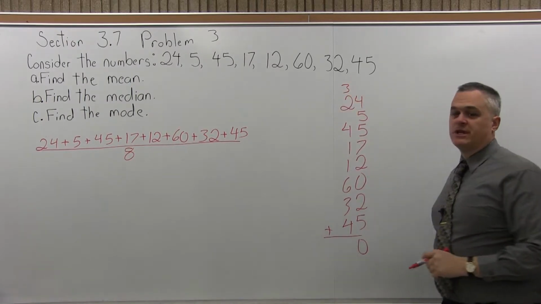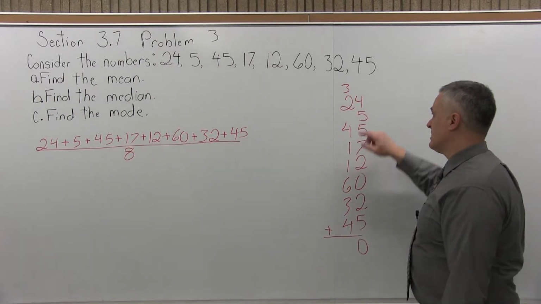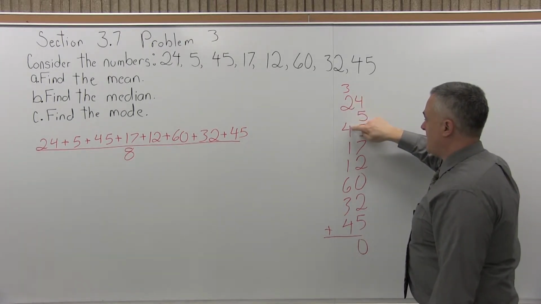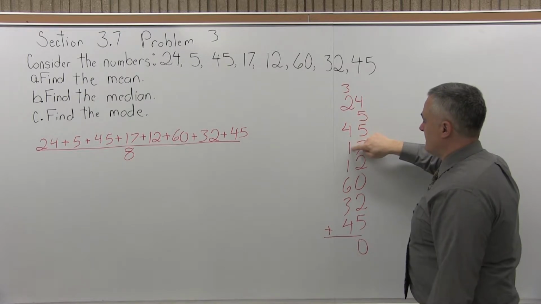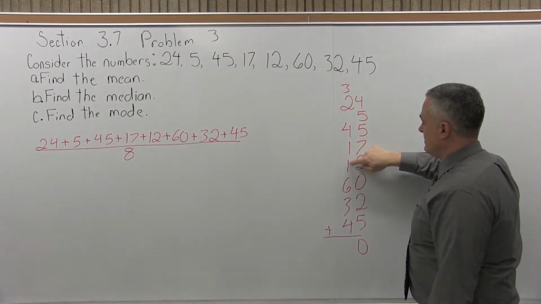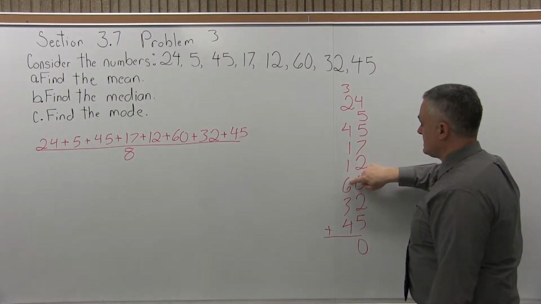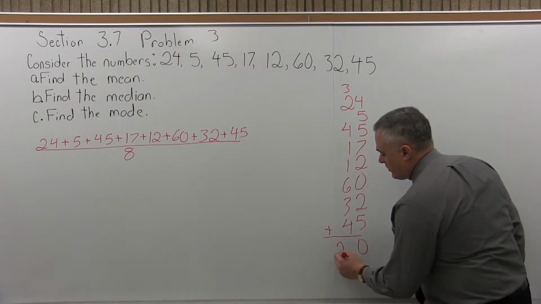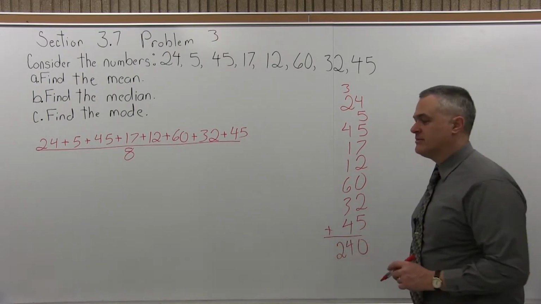to the top of the next column, add that column of digits. 3 plus 2 is 5. 5 plus 4 is 9. 9 plus 1 is 10. 10 plus 1 is 11. 11 plus 6 is 17. 17 plus 3 is 20. 20 plus 4 is 24. So the total is 240.